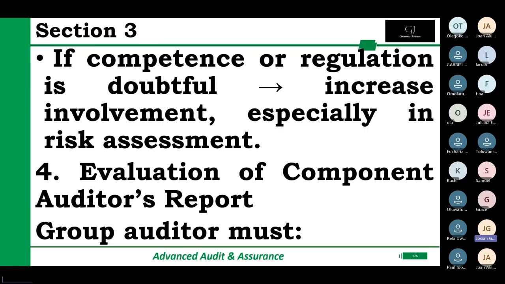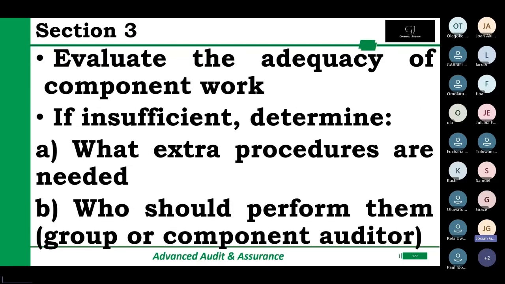Also, the evaluation of the component auditor's report. The auditor must evaluate the adequacy of this component's audit report. How significant, how valuable are the findings? If these findings are not sufficient, then he needs to determine what extra procedures he will need to gather more appropriate, sufficient audit evidence. And who should perform them? Who should perform these extra procedures? Is it the group auditor himself, or the component auditor he could mandate to perform more work around areas specifically that are of significant concern to him?